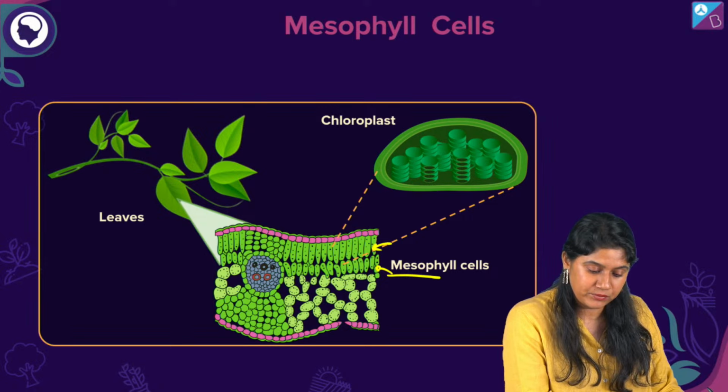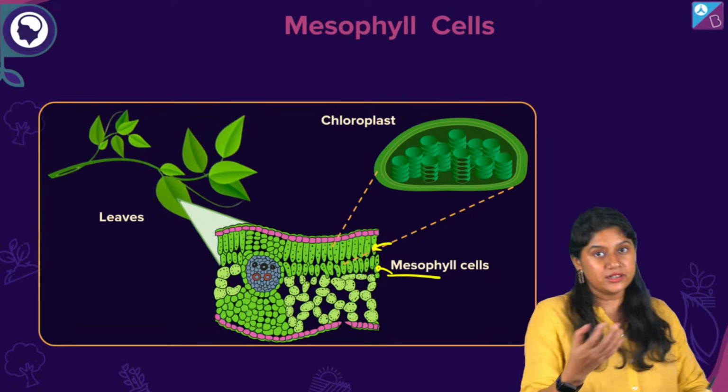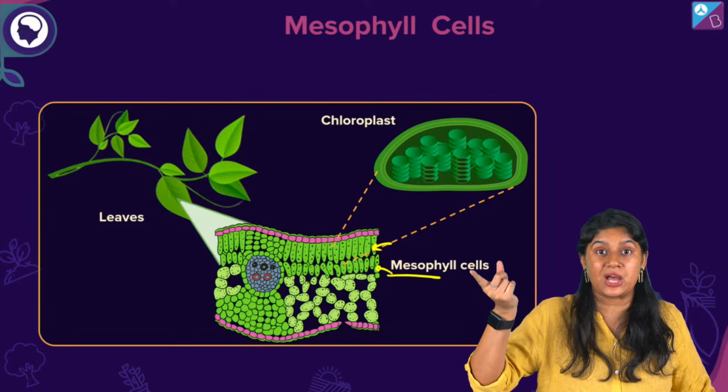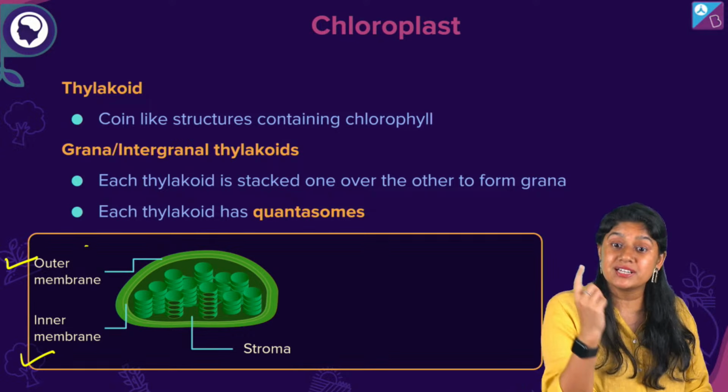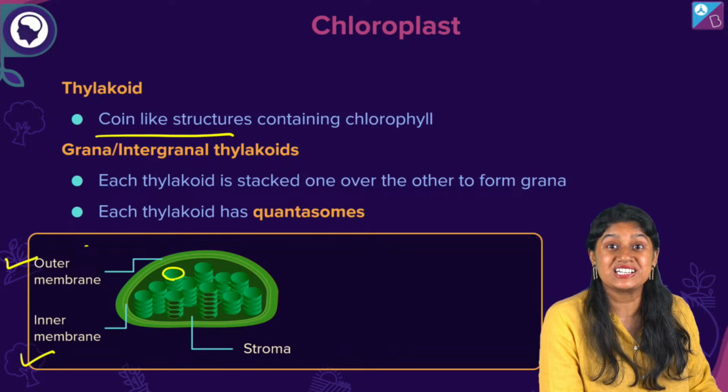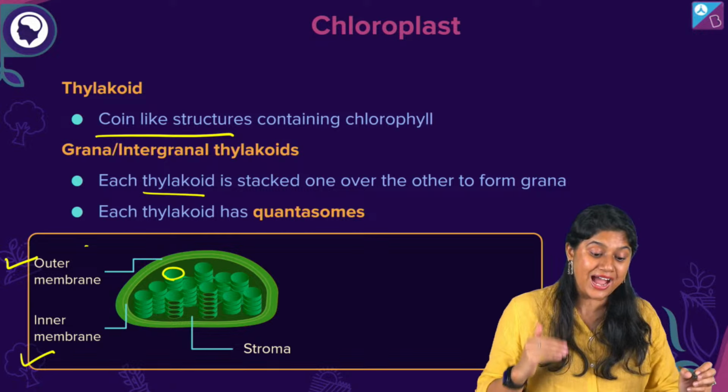Now we'll be taking a look at the structure of the chloroplast. Those of you who have studied with me, we have discussed the structure of the chloroplast in the chapter Cell. Let's take a quick recap of it. So this is the structure of the chloroplast, right? We have two membranes, the inner membrane and the outer membrane. We have disc-shaped structures which are called the thylakoids. They are the structures which contain the chlorophyll, and when these thylakoids are stacked onto each other we call them the grana. Clear?